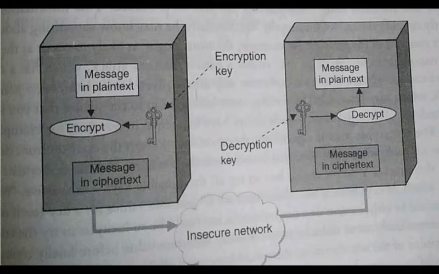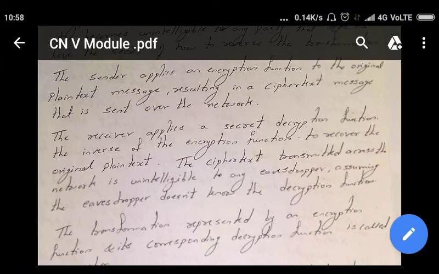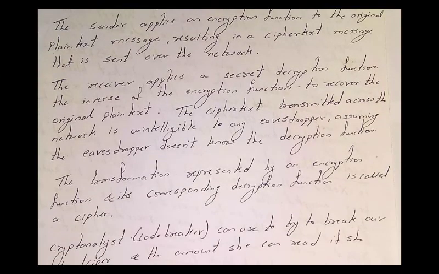This process is what you call encryption and decryption. Now we are going to see that the receiver applies the same secret decryption function, the inverse of the encryption function, to recover the original plain text. The cipher text transmitted across the network is unintelligible to any eavesdropper. As I told already, you are protecting your information from the eavesdropper. You have to protect the integrity of the data you are transmitting. The information should not be modified.